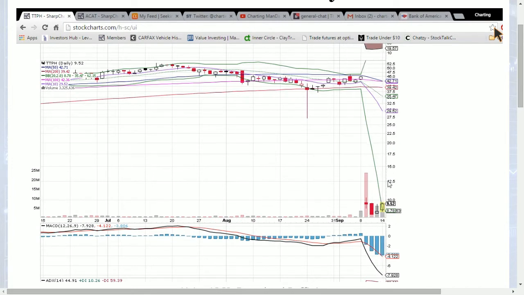So who knows, with a $10 stock, maybe we'll see some millionaires stepping in here and catching some of this bounce. We could easily see a 20% bounce on TTPH, judging by how huge of a gap down this was.